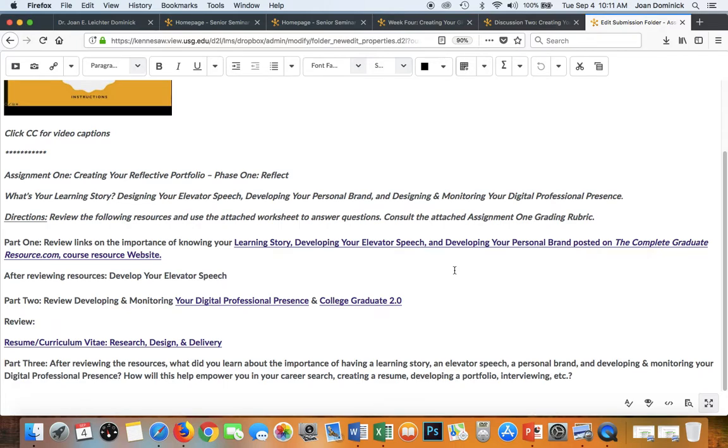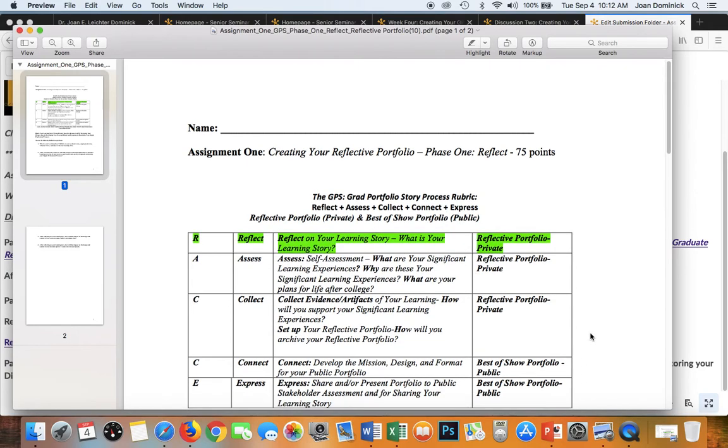Part 3. After reviewing these resources, what did you learn about the importance of having a learning story, an elevator speech, a personal brand, and developing and monitoring your digital professional presence? How will that help empower you in your career search, creating a resume, or developing a portfolio, interviewing, etc.? Let's take a look at the worksheet I developed for your answers.